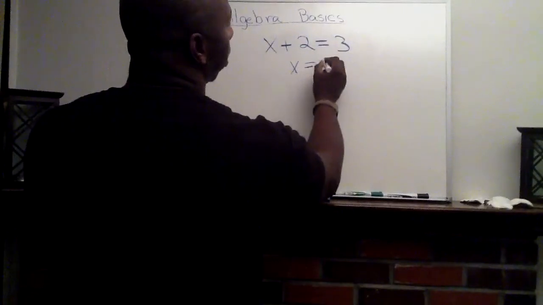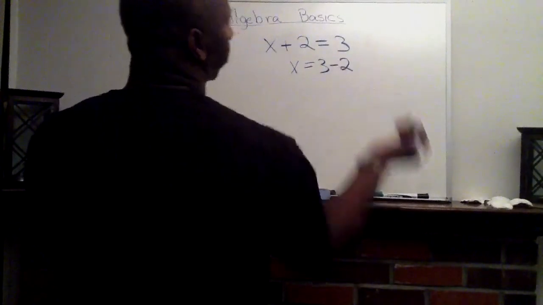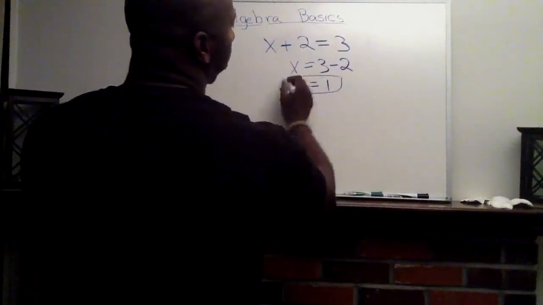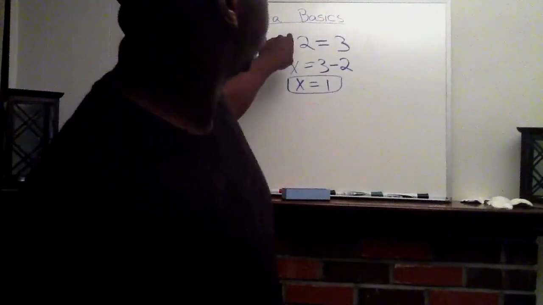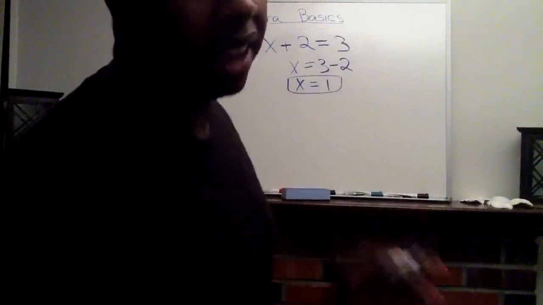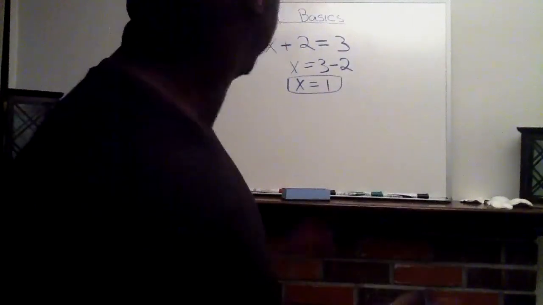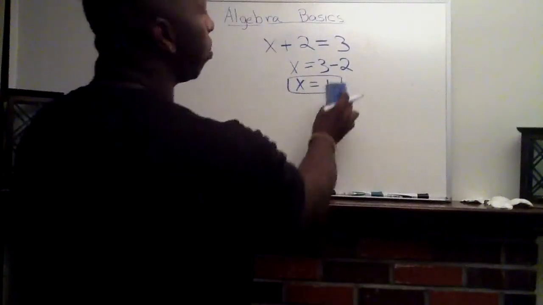X is now equal to 3 minus 2. So we know X is equal to 1. All we did, just move the number to the other side and change the sign. That's the secret. That's the secret to solving these problems quickly and correctly. So let's try another problem.